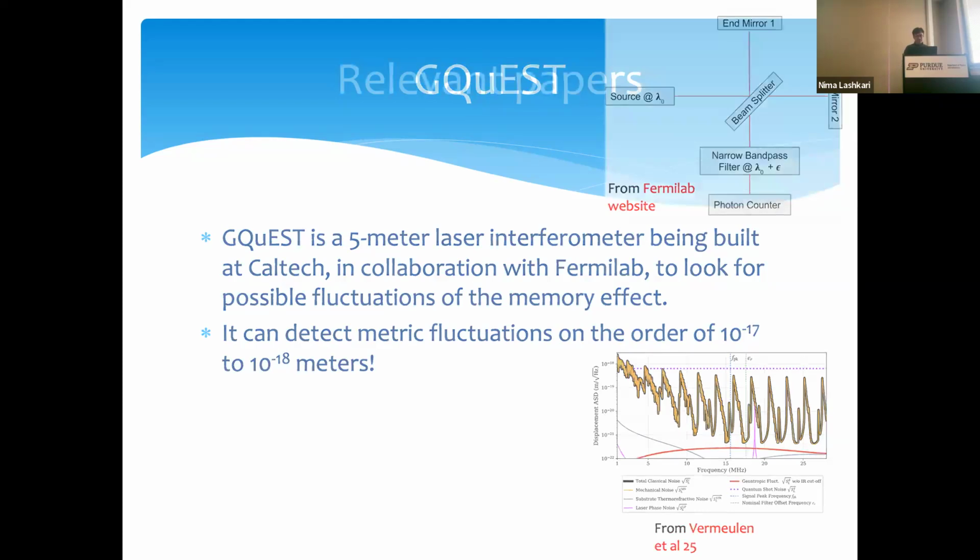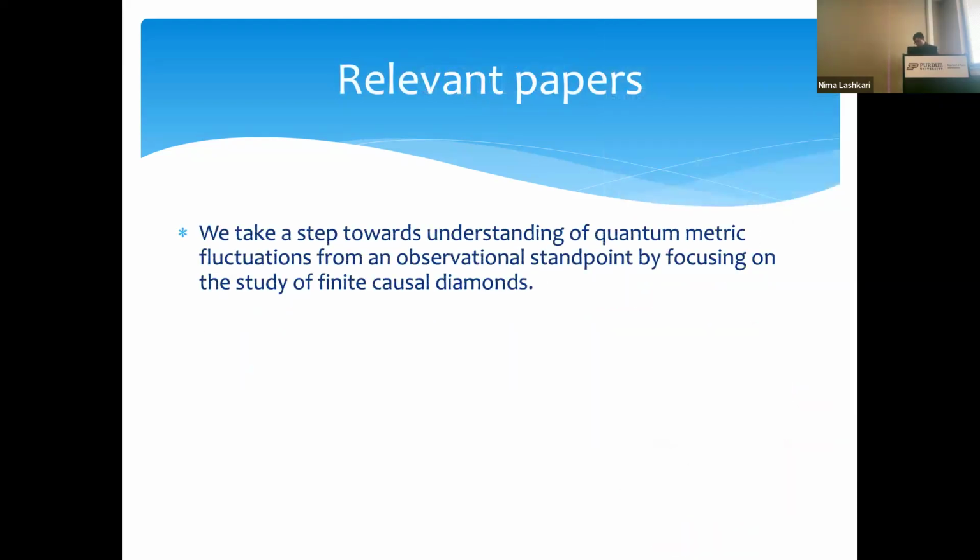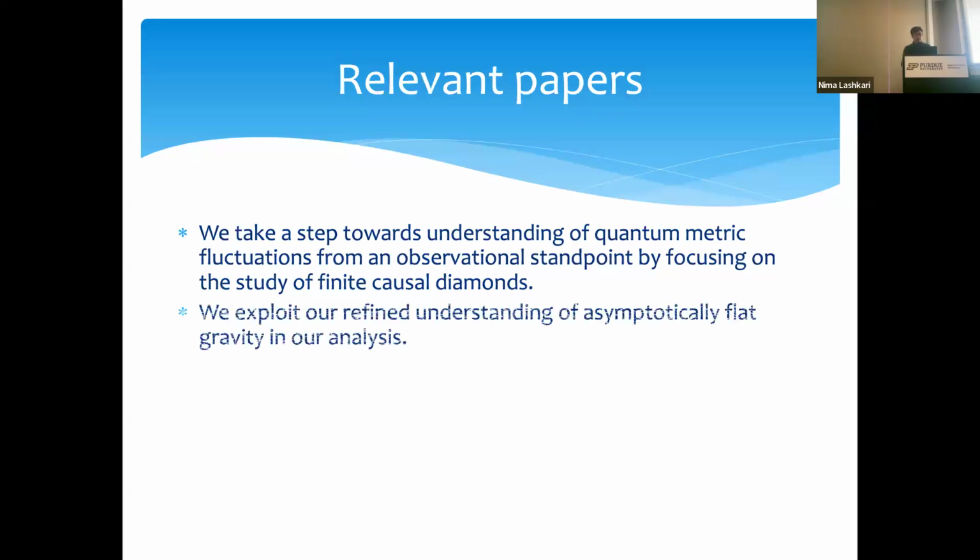Okay. So today we're not going to be able to answer that full question, what is the size of quantum memory effect, but we are going to take steps towards understanding how to think about quantum metric fluctuations from a first principle standpoint. And what we're going to do is focus our study on finite causal diamonds. The way that we're going to study these finite causal diamonds, though, is that we're going to utilize the refined understanding we have of asymptotically flat gravity. So our calculations will apply to cases where the causal diamond is very large, but still finite.